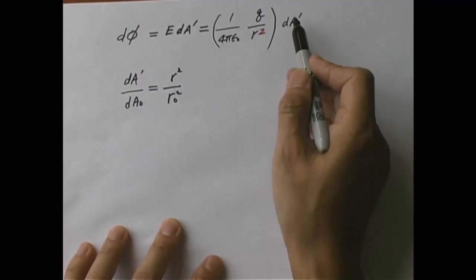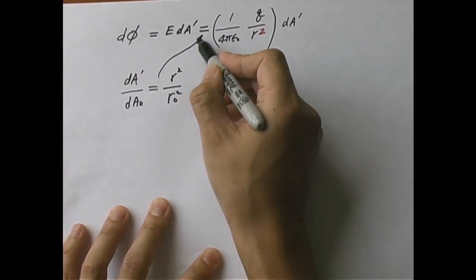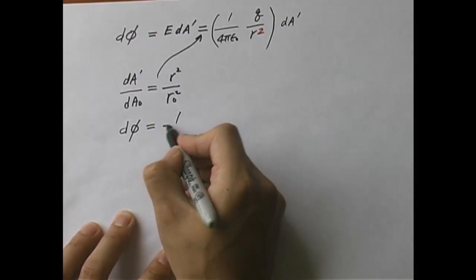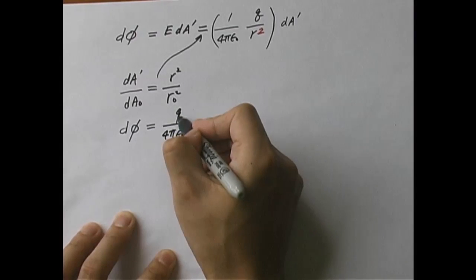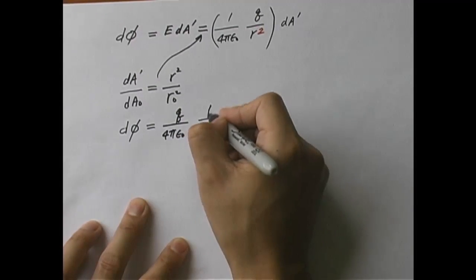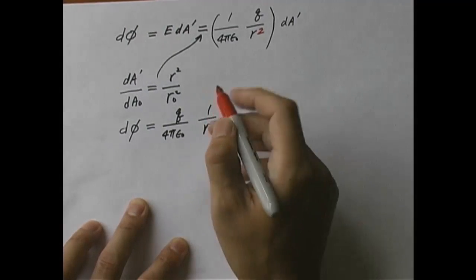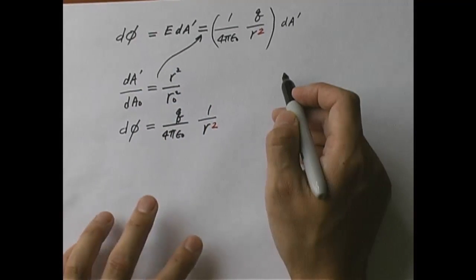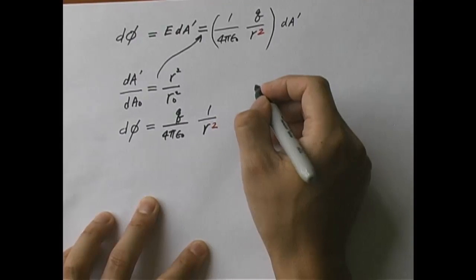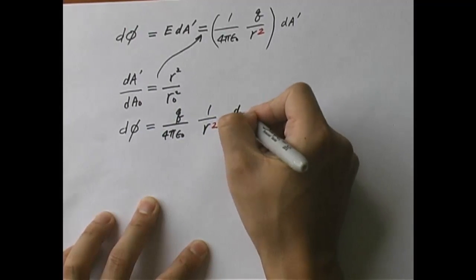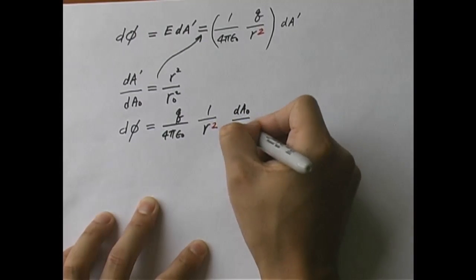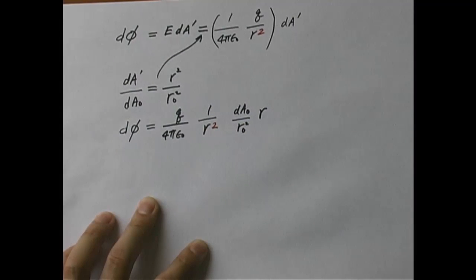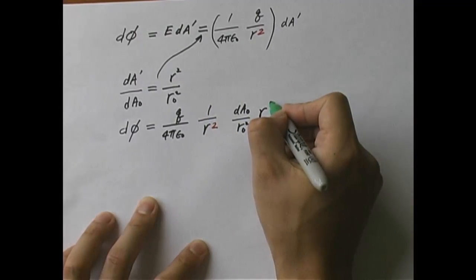From this, I can now calculate. I can plug this in here, and once I do that, I find that d phi equals 1 over 4 pi epsilon naught, and there is a q here, 1 over r squared. Again, that squared is from Coulomb's law. I'm going to highlight it with a red color. But dA prime is dA naught over r naught squared times r squared. That squared coming from here, I'm going to use a green color to highlight it.